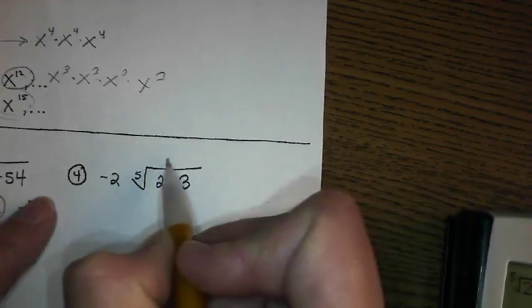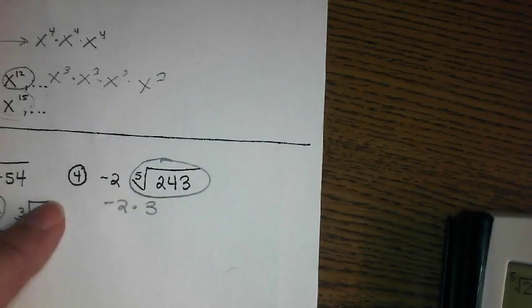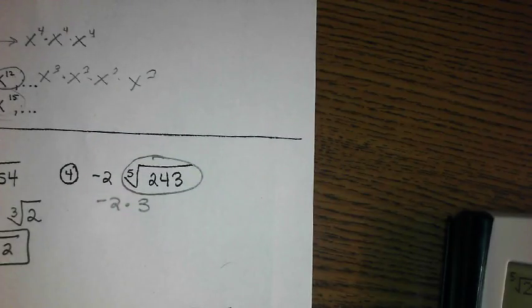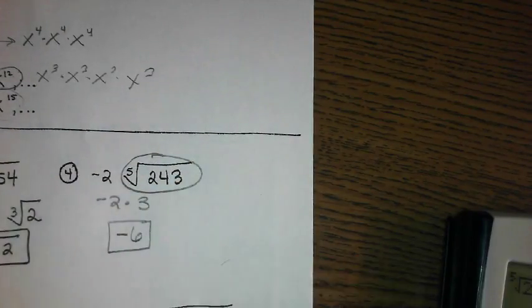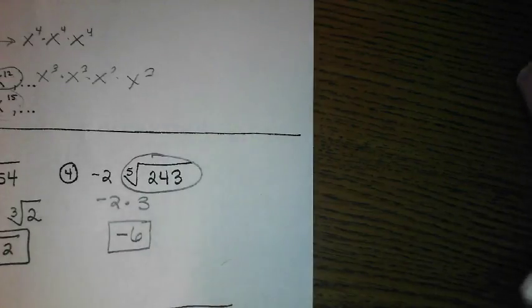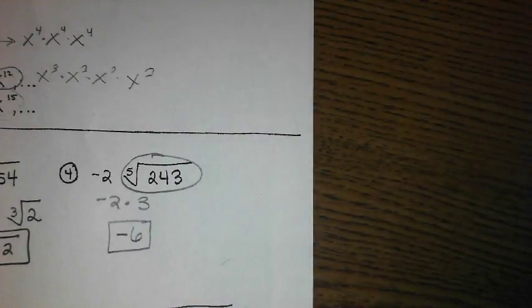So this whole thing is just 3. And then I have a negative 2 out in front, so negative 2 times 3 just makes that a whole number, negative 6. And there's no root left over. Does that make sense? Okie doke.